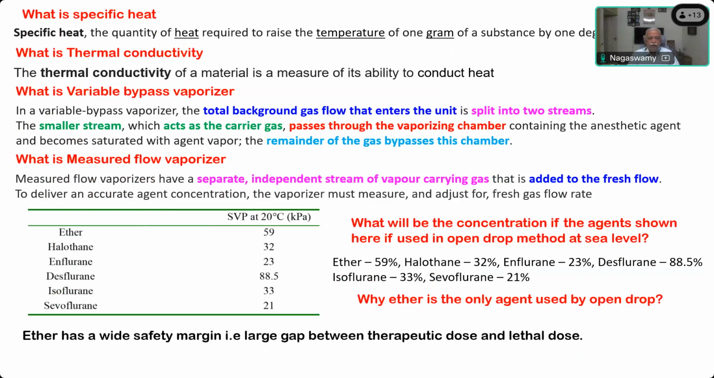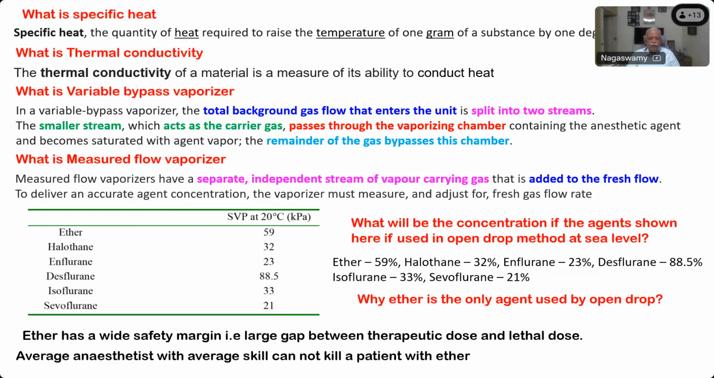So ether has a wide safety margin. That is a large gap between the therapeutic dose and lethal dose. And the adage in those days was that an average anesthetist with average skill cannot kill a patient with ether. This is the saying. That is why so many patients survived in that era of ether also.